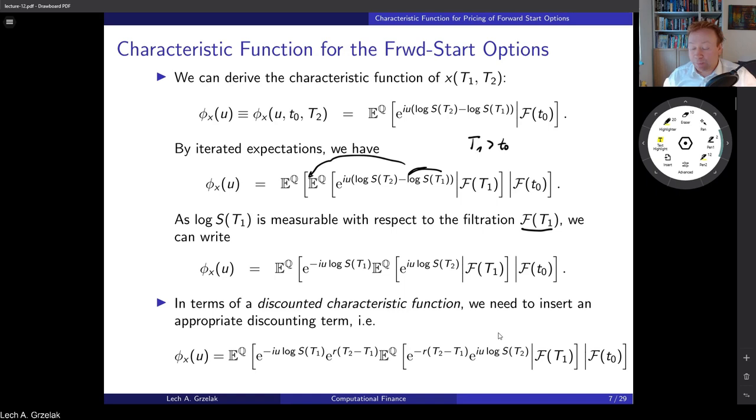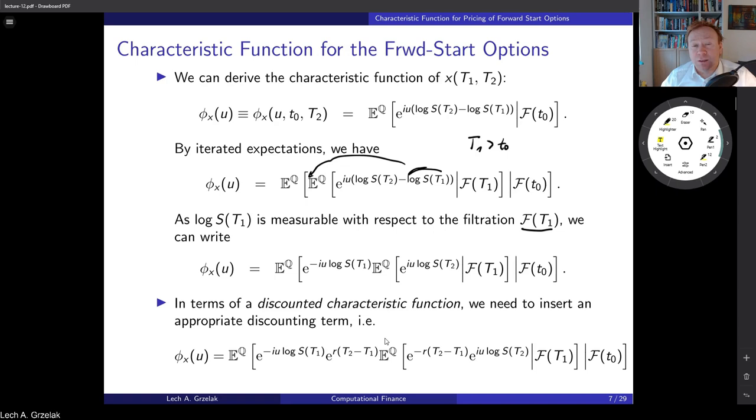We can take it obviously outside the expectation. In general, once we talk about a discounted characteristic function and a non-discounted characteristic function, it doesn't really matter so much, especially here since we consider deterministic interest rates. So then we can always take the discount factor outside the expectation. There is no difference between discounted and non-discounted characteristic function.